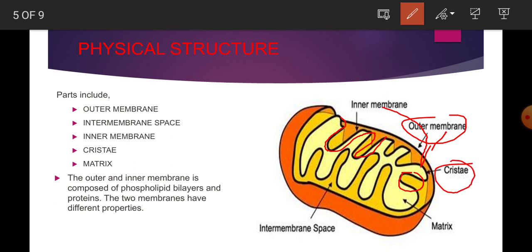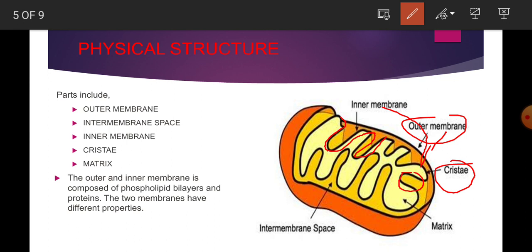The outer and inner membranes are phospholipid membranes. They are composed of phospholipids, and their function is to pass different substances from mitochondria to the cytoplasm or cytoplasm to mitochondria.